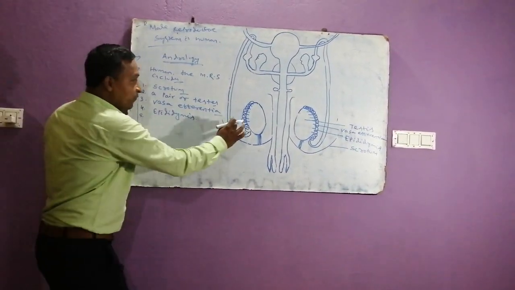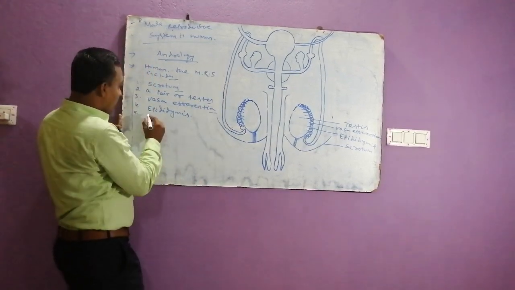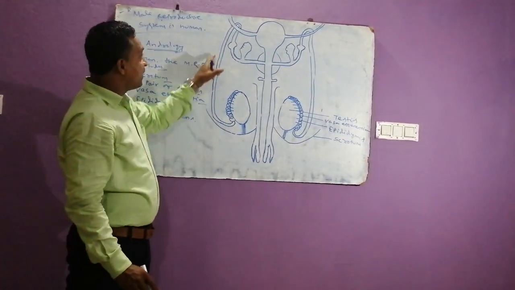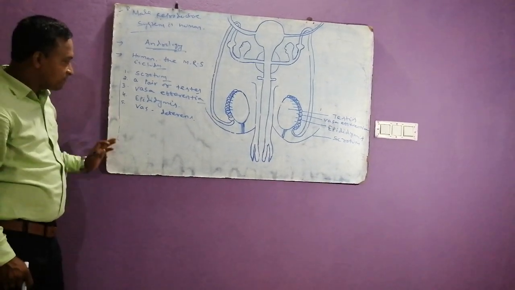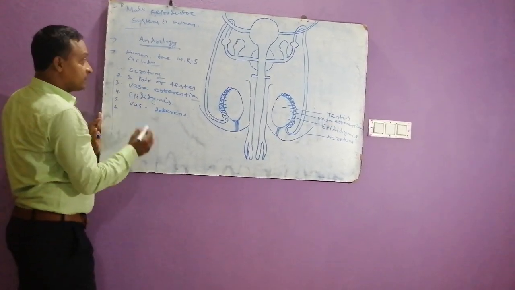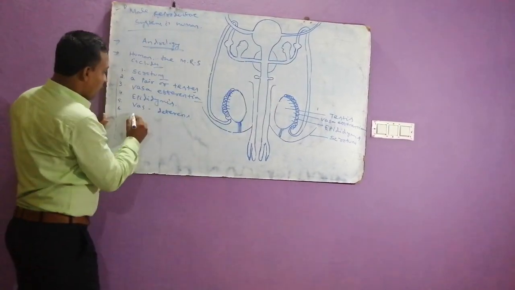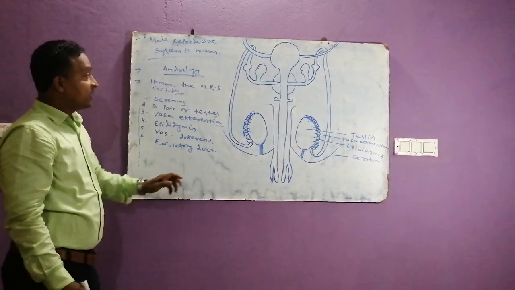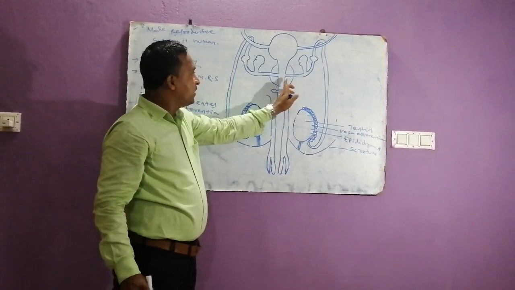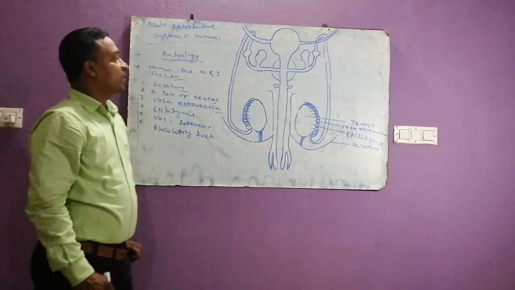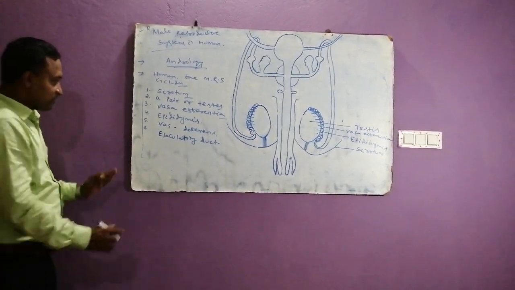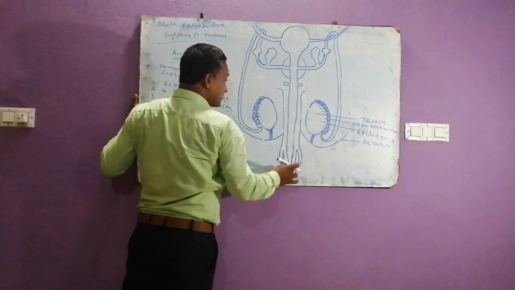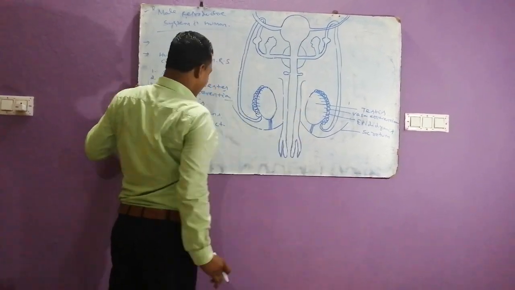The next one, from the epididymis another duct arises, that is called vas deferens. Next to the vas deferens, there is another structure that is called ejaculatory duct. From this place to this place, we can call that ejaculatory duct. Number 7, from this place to this place, we can call that urethra.